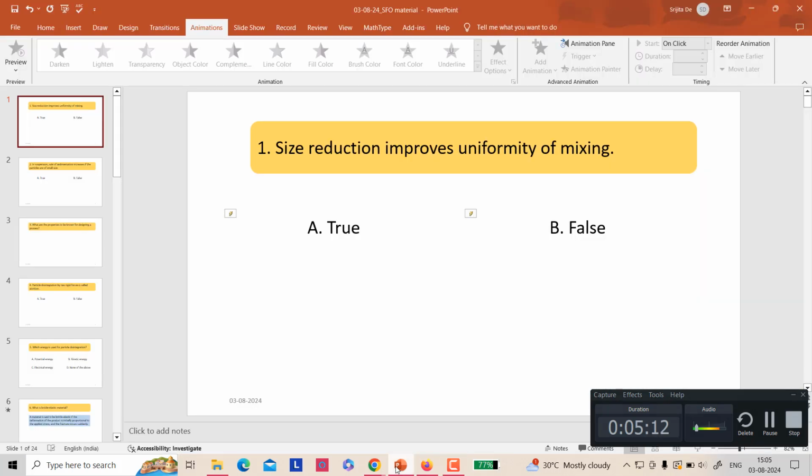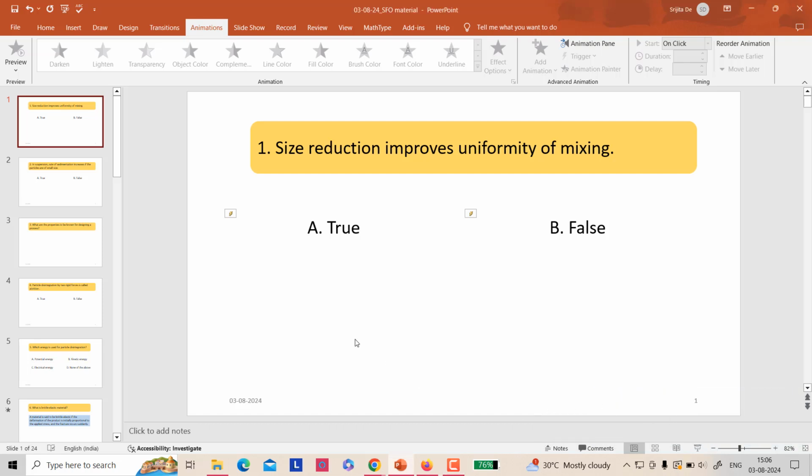Okay. So, in this week, sir has taught about size reduction, particle size, and how the sizes are reduced. So, we'll be doing some basic questions, MCQs, and some problems also. And if you have any question, you can ask.